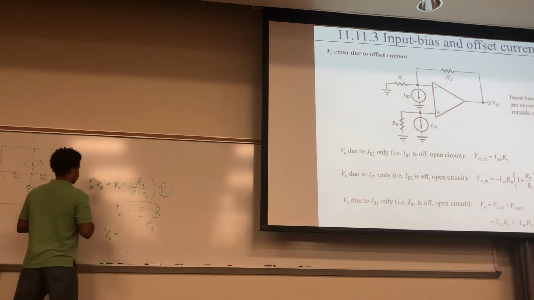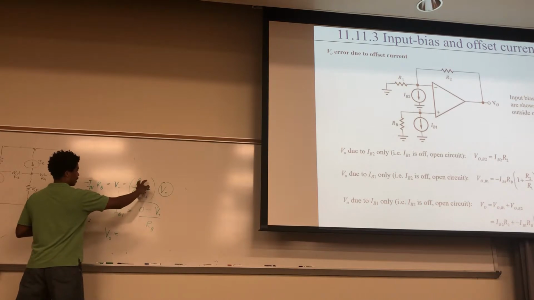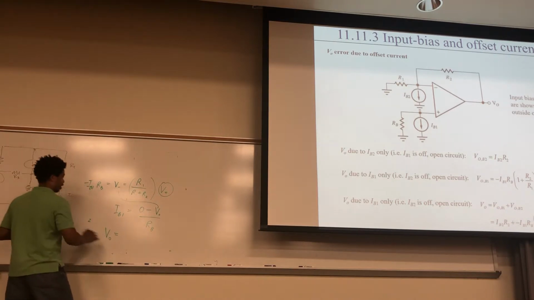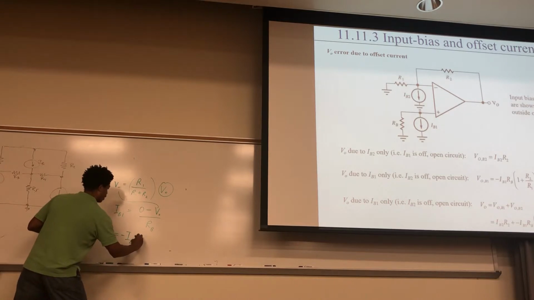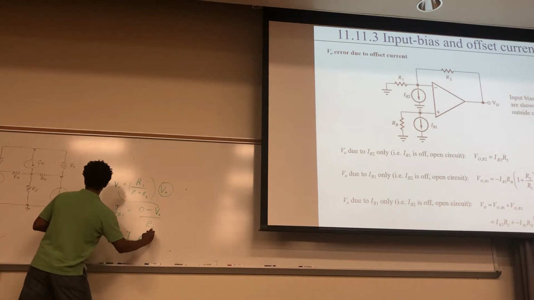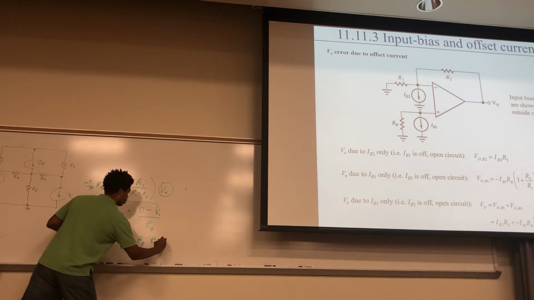Right? So if we solve for V out, we just take this and put it on this side over here. So we have this negative V1 RB multiplied by this R1 plus R2 over R1.